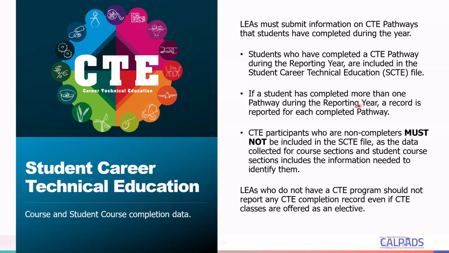If a student has completed more than one pathway during the reporting year, a record is included for each completed pathway. So if you have an overachiever and the student completed 2 pathways during this reporting year, by all means report 2 SCTE records reflecting the CTE pathway code for that pathway program the student completed. If a student has completed, again, more than one pathway, you have to report that to CalPEDS.